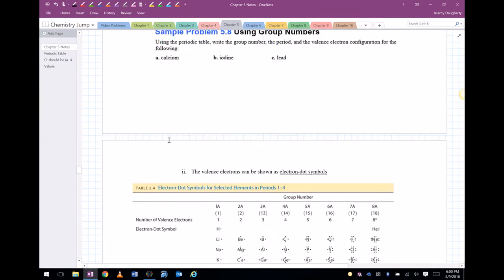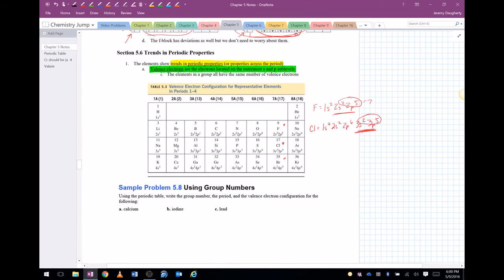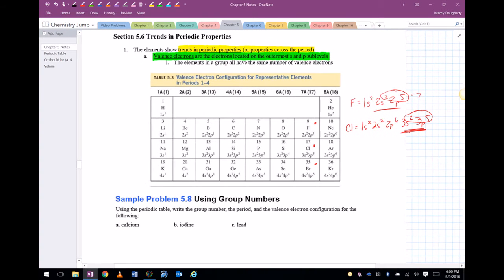Okay, so we talked about the valence electrons. Keep in mind, up and down the group, same number of valence electrons. Okay? The number of valence electrons does not change. The d block, it varies, and we'll talk about that more once you get into AP.